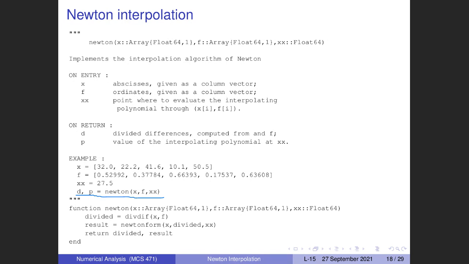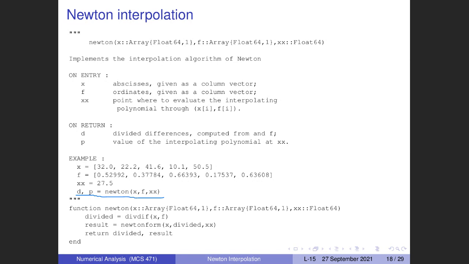So if you have to evaluate the interpolating polynomial at another point, then you only need to do the Newton form only once. You do not need to recompute the divided differences. Or you could say that the divided differences are actually replacing the function values. You see the data compression element that comes in here.